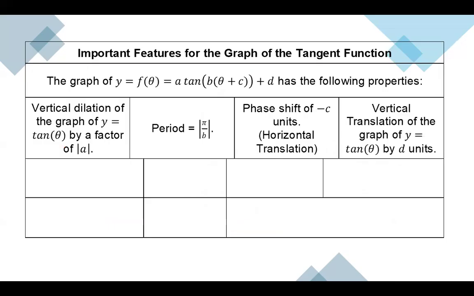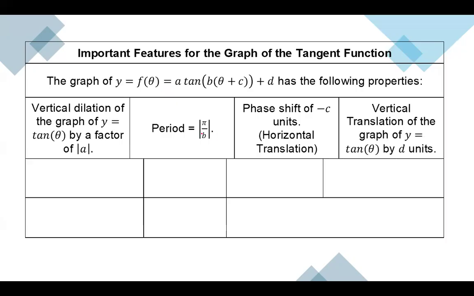Okay, so important features of the tangent function. When we're talking about the important features of the tangent function, we are looking at the same things. What is A? What is your B? What is your C? And what is your D doing? How do all these things come into play? So we have our vertical dilation of the graph. Your vertical dilation is still your A on the outside. We just don't call it amplitude because it's really not a distance, because it's going forever up and forever down. It's just our vertical dilation, okay?